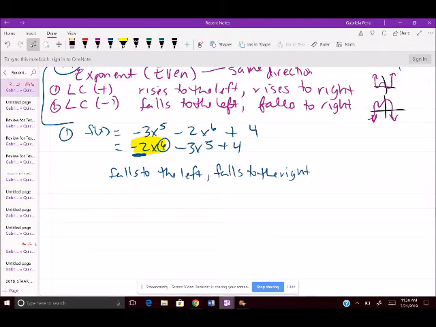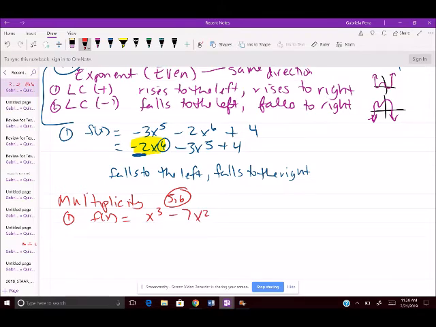Next part deals with multiplicity. You remember hearing the word multiplicity? Yes? Very good. So let's say I had a problem, and this is going to be for problems 5 and 6 from your assignment. Given the problem, f of x equals x cubed minus 7x squared minus 4x plus 28.